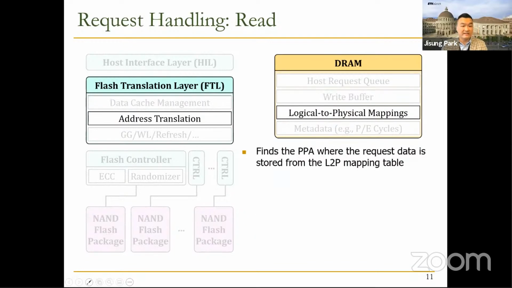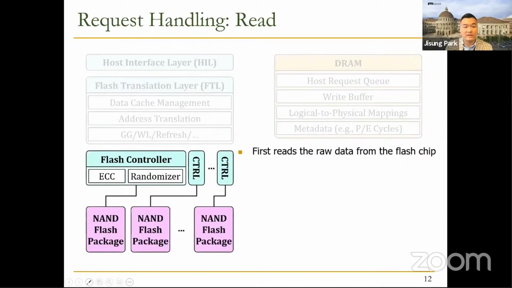And if the requested data does not exist in the DRAM cache, the FTL needs to figure out which physical page stores the requested logical block by querying the logical to physical mapping table. And after that, the FTL transfers the request to the flash controller so that the controller can read the raw data from the target NAND flash chip.